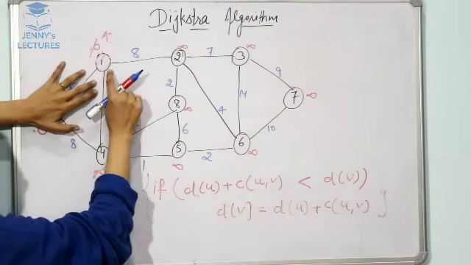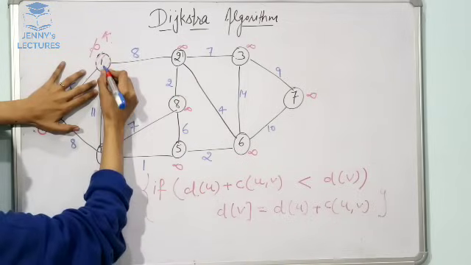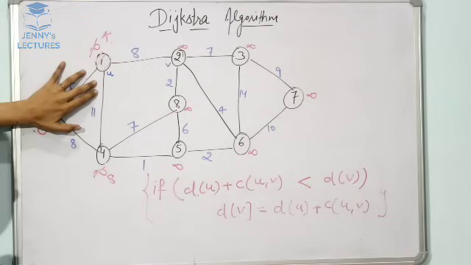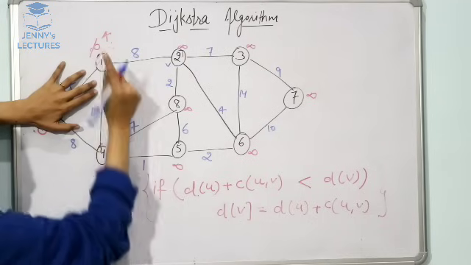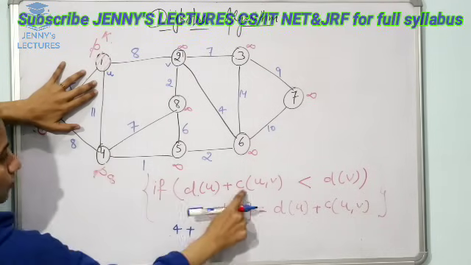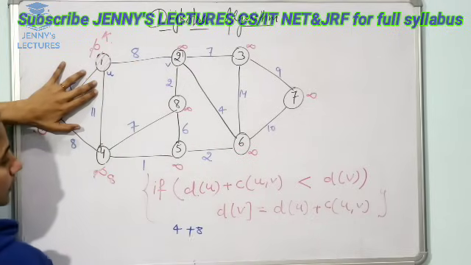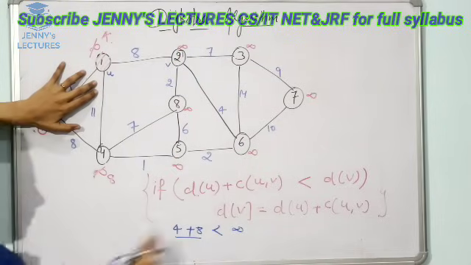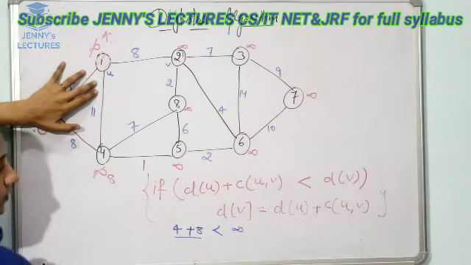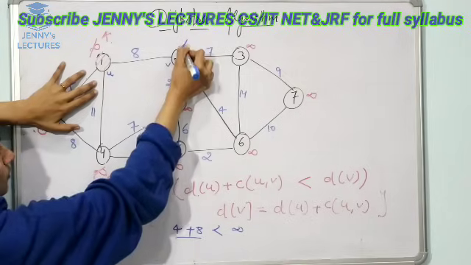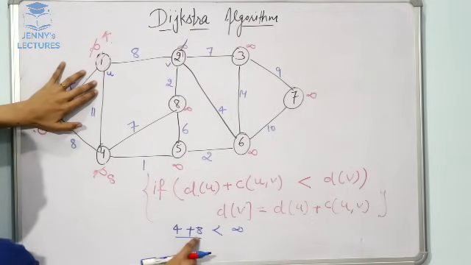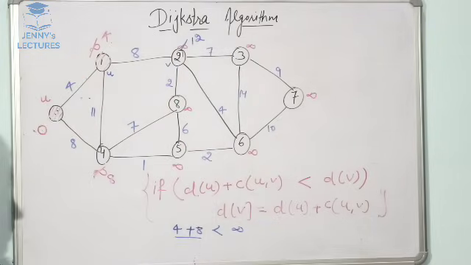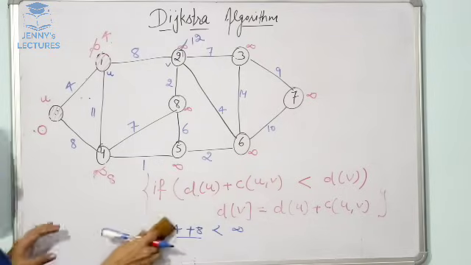Now find out from 1 to 2. In this case, this is u and this one is v. Now find out this distance. Distance of u is 4. 4 plus cost of u to v, cost of u to v is 8, and distance of v is infinity, and this is less than infinity, so in that case we will update this distance. So rather than this infinity, we will write here what? Distance 4 plus 8 is 12. Okay.